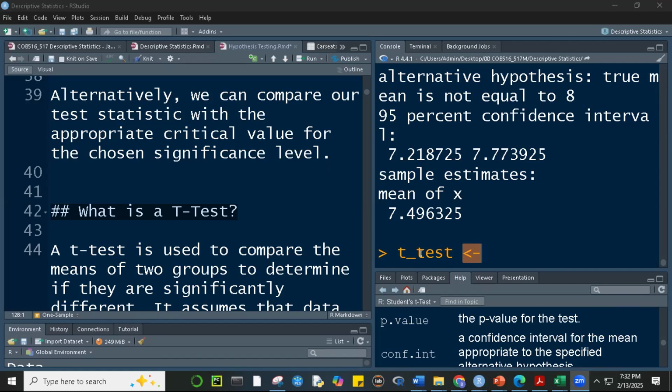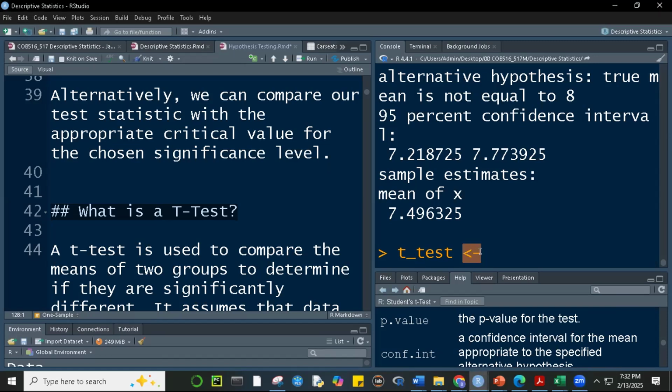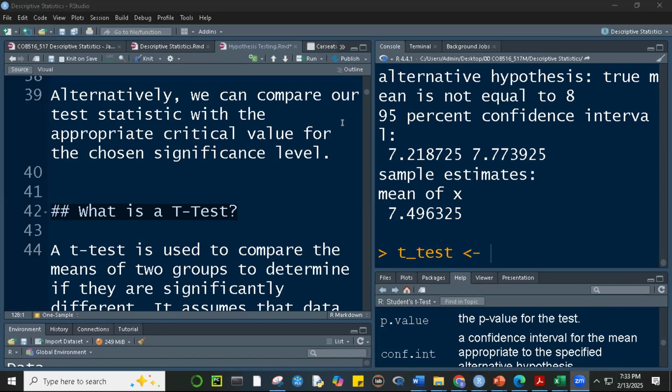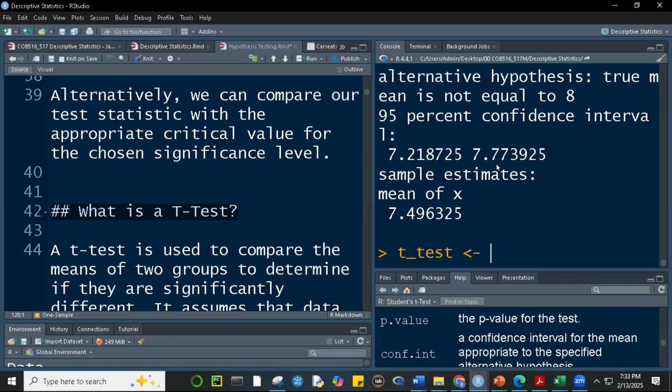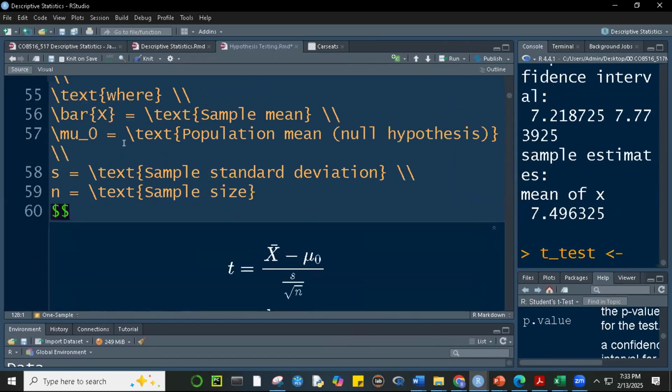For example, this one, I'm creating this object, T underscore test, and then I'm using this one. Have I, class? Yes or no? I think yes. Okay, yes. All right, good. So here I'm creating this object, T test, and you can name it any way you want. And the formula is, okay, let's copy the formula here, so that we're guided.